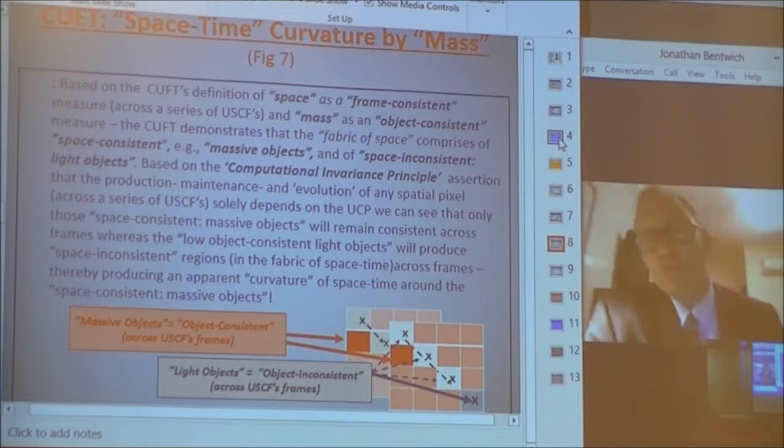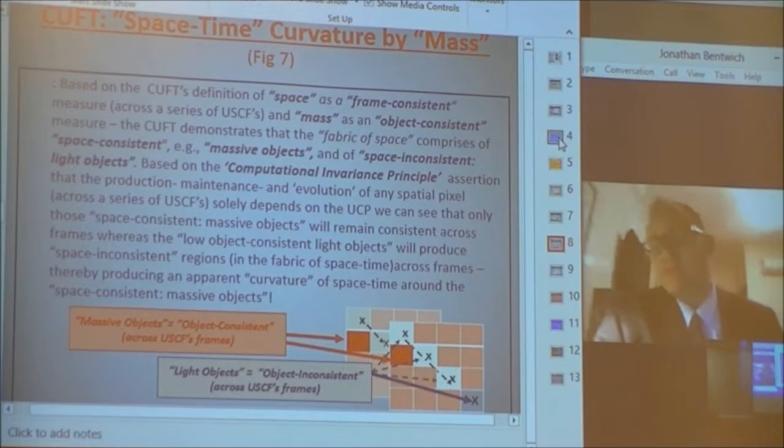You see the red square, which occupies the same pixel across the frames. So this would be a massive object; in other words, it's presented consistently across frames, and also many times across frames. Light objects, from a computational perspective of the definition of mass, are those objects which are not presented consistently. So they would actually occupy different pixels in different frames. They don't remain in the same pixel, the same coordinate pixel.